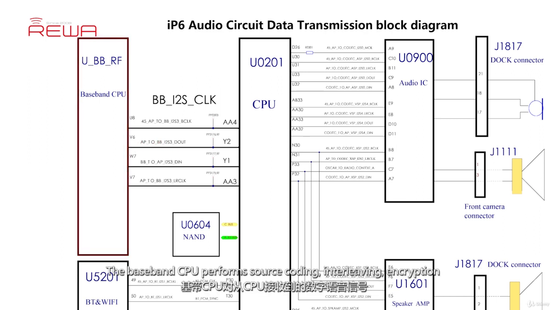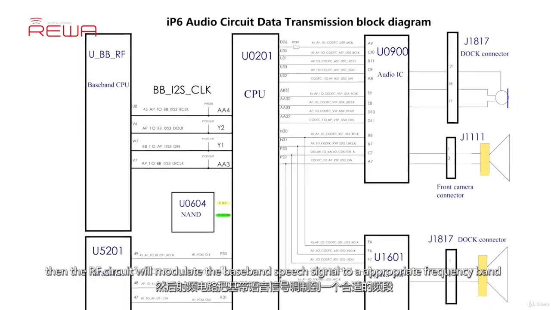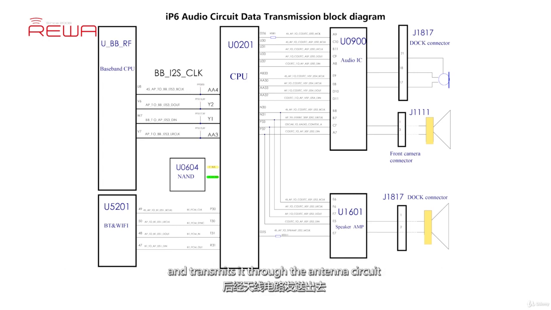The baseband CPU performs source coding, interleaving, encryption, and other processing on the digital speech signal received from the CPU. This process can make the speech data more accurate in the transmission process and not prone to errors. The baseband will send the processed speech signal to the radio frequency circuit, RF circuit. Then the RF circuit will modulate the baseband speech signal to an appropriate frequency band and transmit it through the antenna circuit. And now our speech signal transmission is completed.